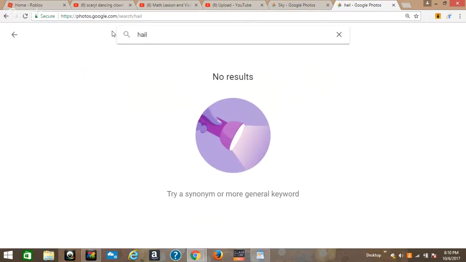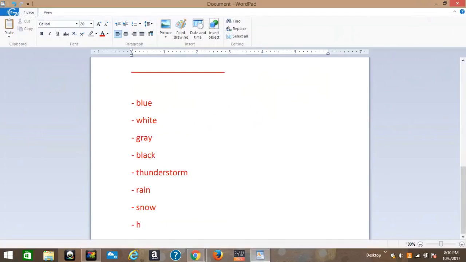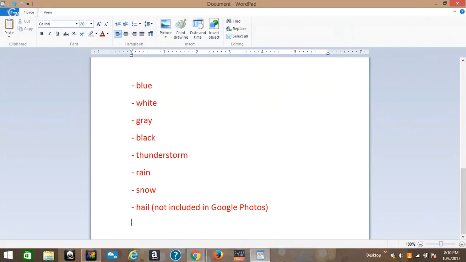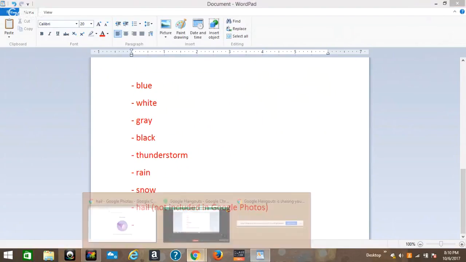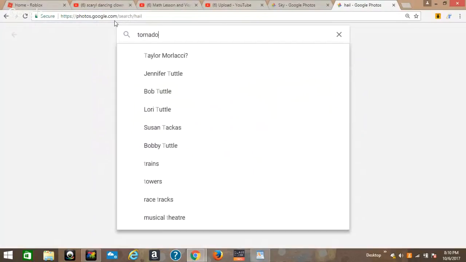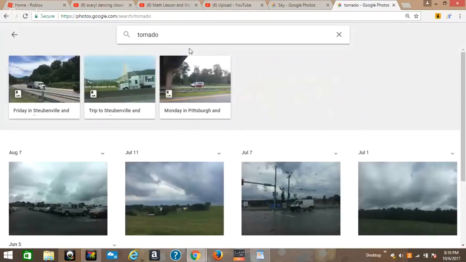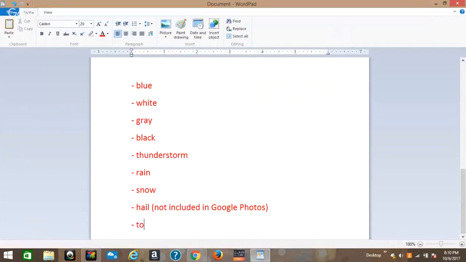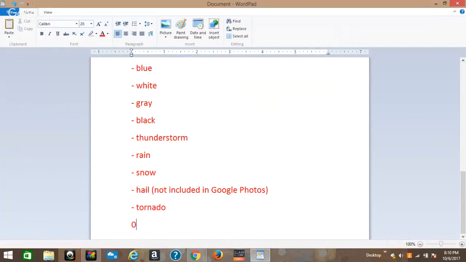Hail. Okay. We're going to put hail down anyways, but not included. We may have one more. Tornado. Hey, we do. What's another storm?